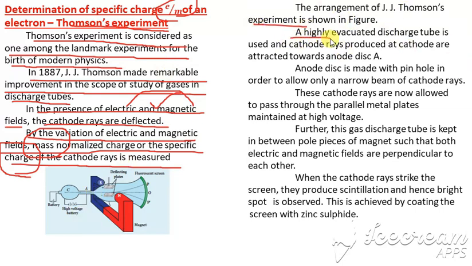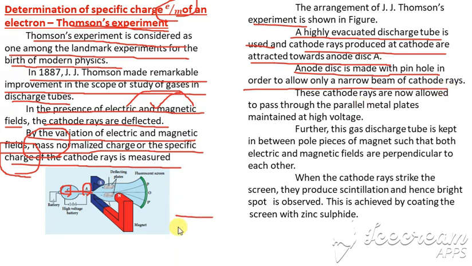Here, a highly evacuated discharge tube is used. Cathode rays are produced at the cathode. They are attracted towards an anode disc. So this is the cathode, where we produce the cathode rays, and they pass through the anode disc. Here is the anode disc, and it is made with a pinhole in order to allow only a narrow beam of cathode rays. So it has a pinhole, a very small gap, so that only a narrow beam of electrons can pass through it.